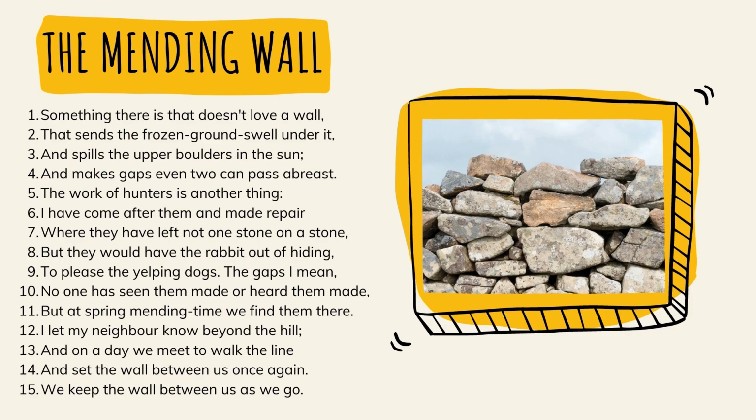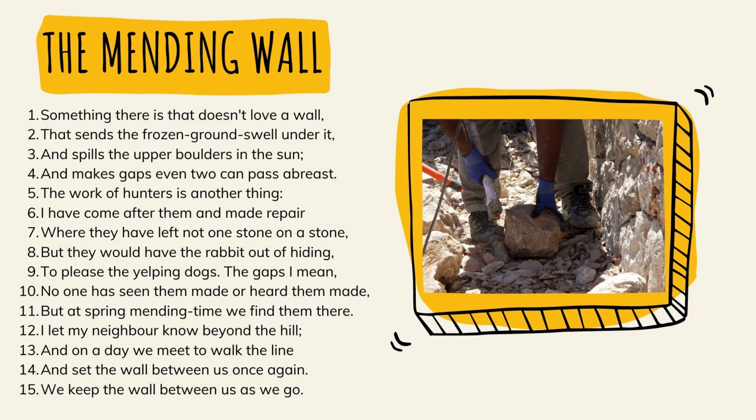Please examine the first 15 lines of Mending Wall. Notice how the speaker and the speaker's neighbor spend much of the poem rebuilding a wall that divides their properties. As they do so, they debate the function of the wall and how it affects their relationship.